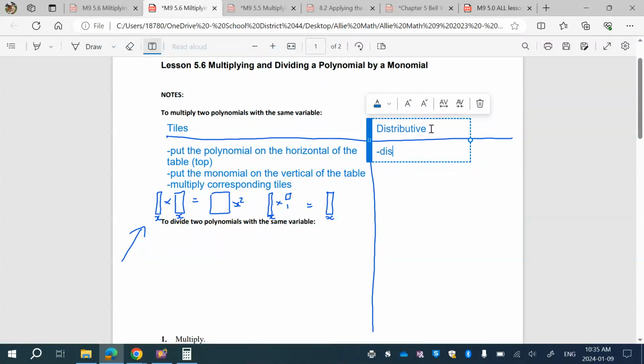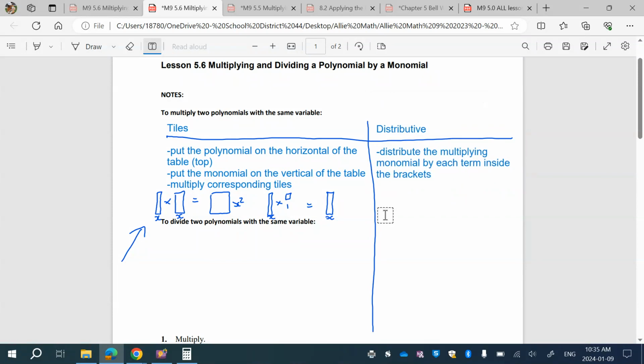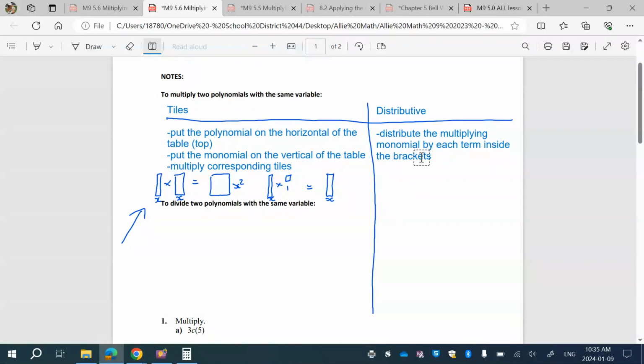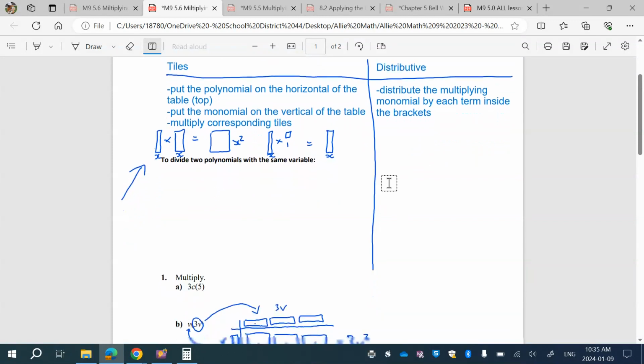So distribute the multiplying monomial by each term inside the brackets. Okay, so I'll show you that one here. Maybe I'll give you a second to pause and write that down. So we're going to distribute the multiplying monomial by each term inside the brackets.